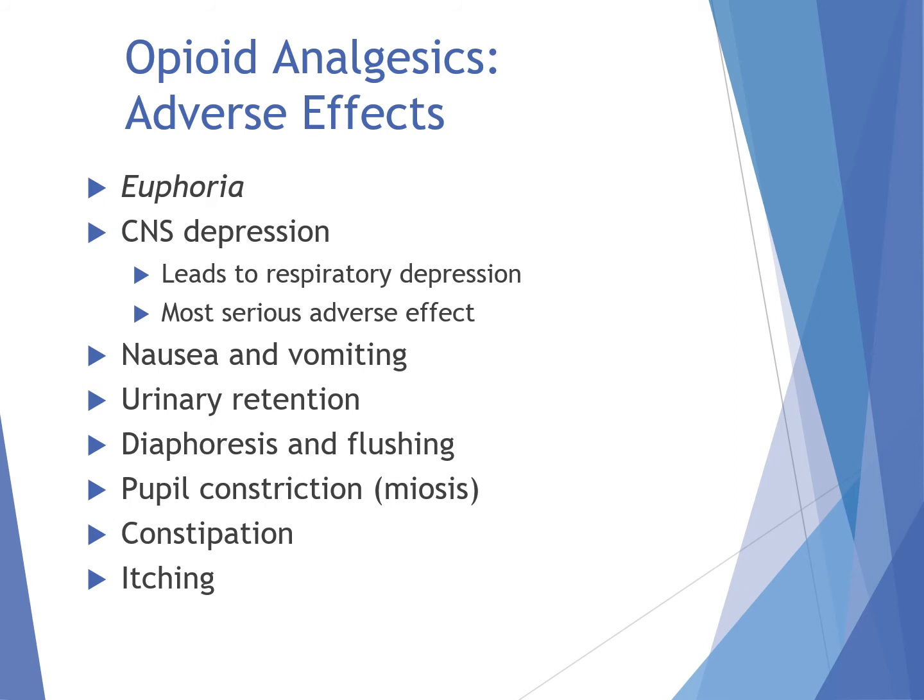Opioid analgesic adverse effects include euphoria, CNS depression, which leads to respiratory depression. Most serious adverse effect, remember that. Opioid analgesics' most serious adverse effect is CNS depression, respiratory depression. ABCs, airway is our priority. Nausea and vomiting, urinary retention, diaphoresis and flushing, pupil constriction or miosis, there's a medical term, write it down, make a card, constipation, and itching.